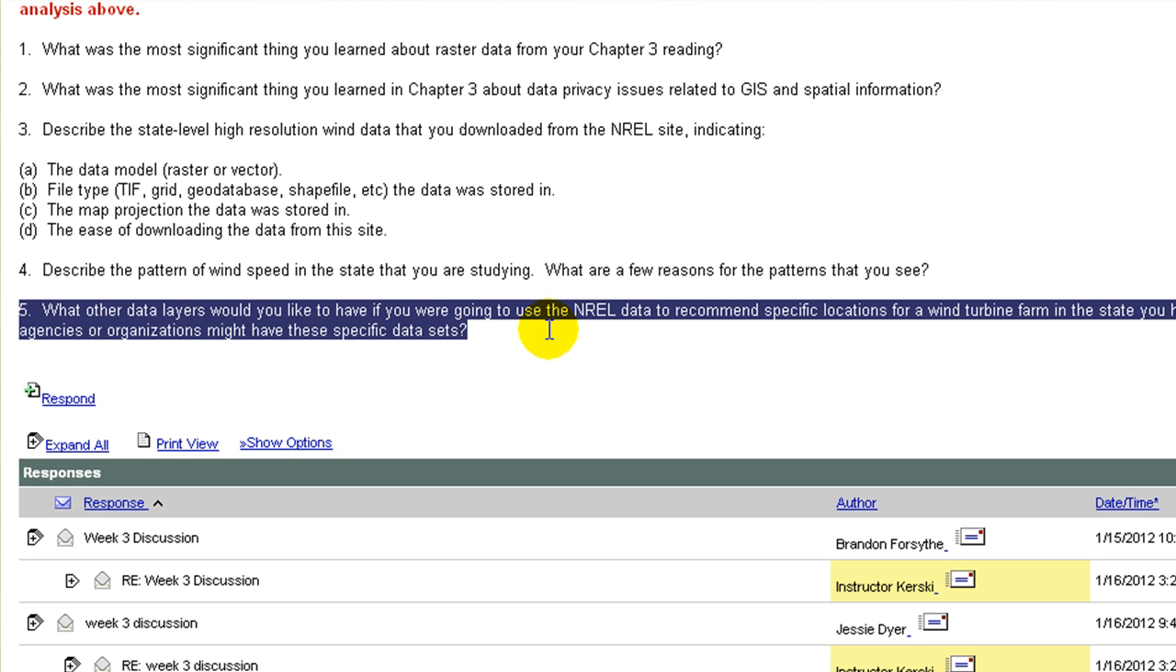Number 5. What other data layers would you like to have if you were going to use the NREL data to recommend specific locations for a wind turbine farm in the state that you have selected? What agencies or organizations might have these specific data sets? So this could be anything from land use to electrical transmission lines to population centers to elevation and much more.